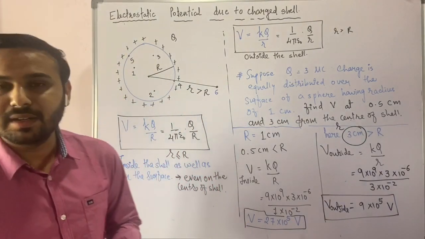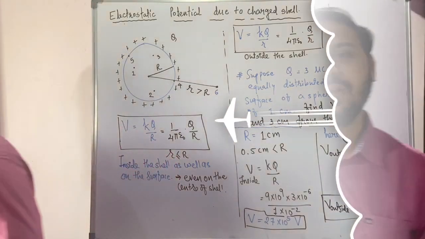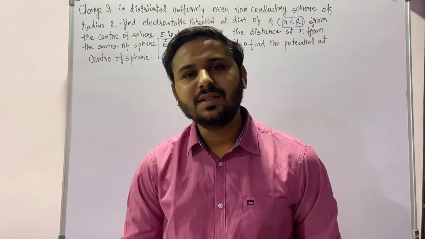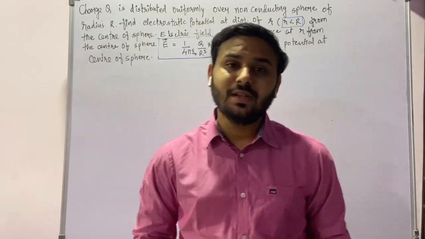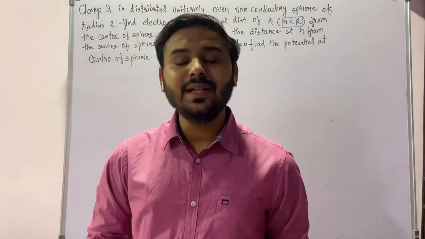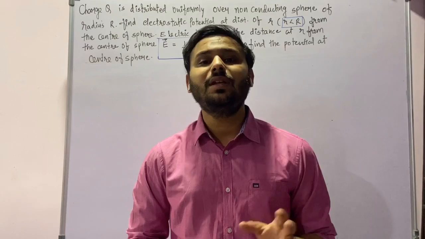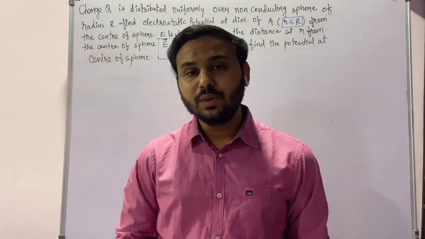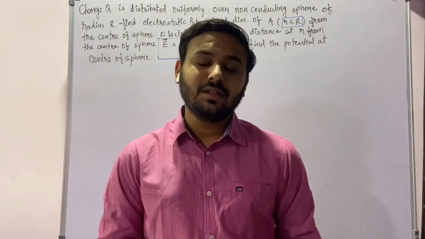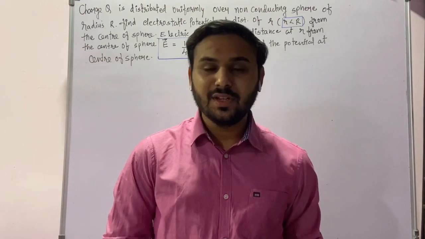Okay, please write it down. So we have discussed electrostatic potential inside and outside the shell, as well as on the surface of the shell. Now we need to discuss the electrostatic potential due to a non-conducting charged solid sphere.